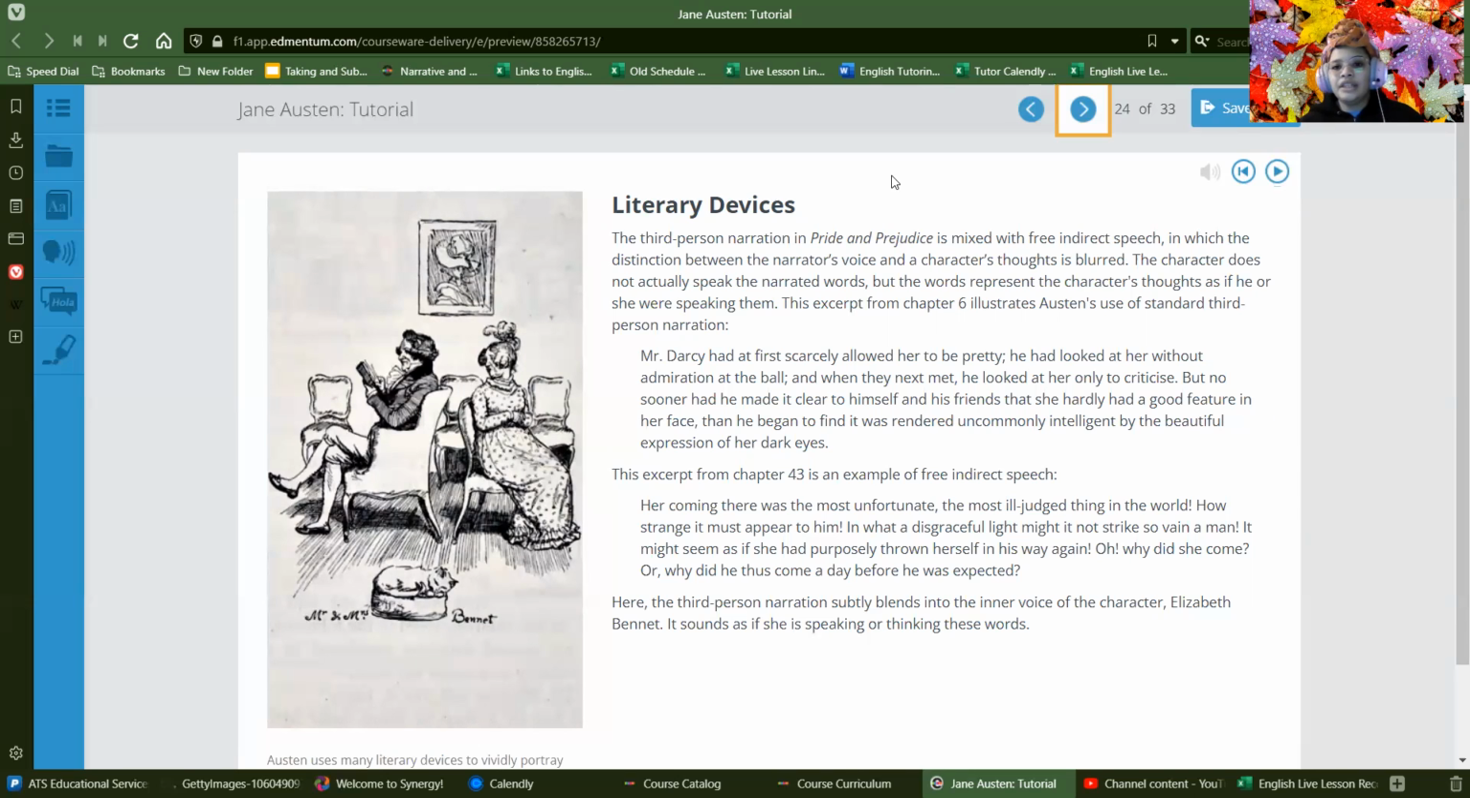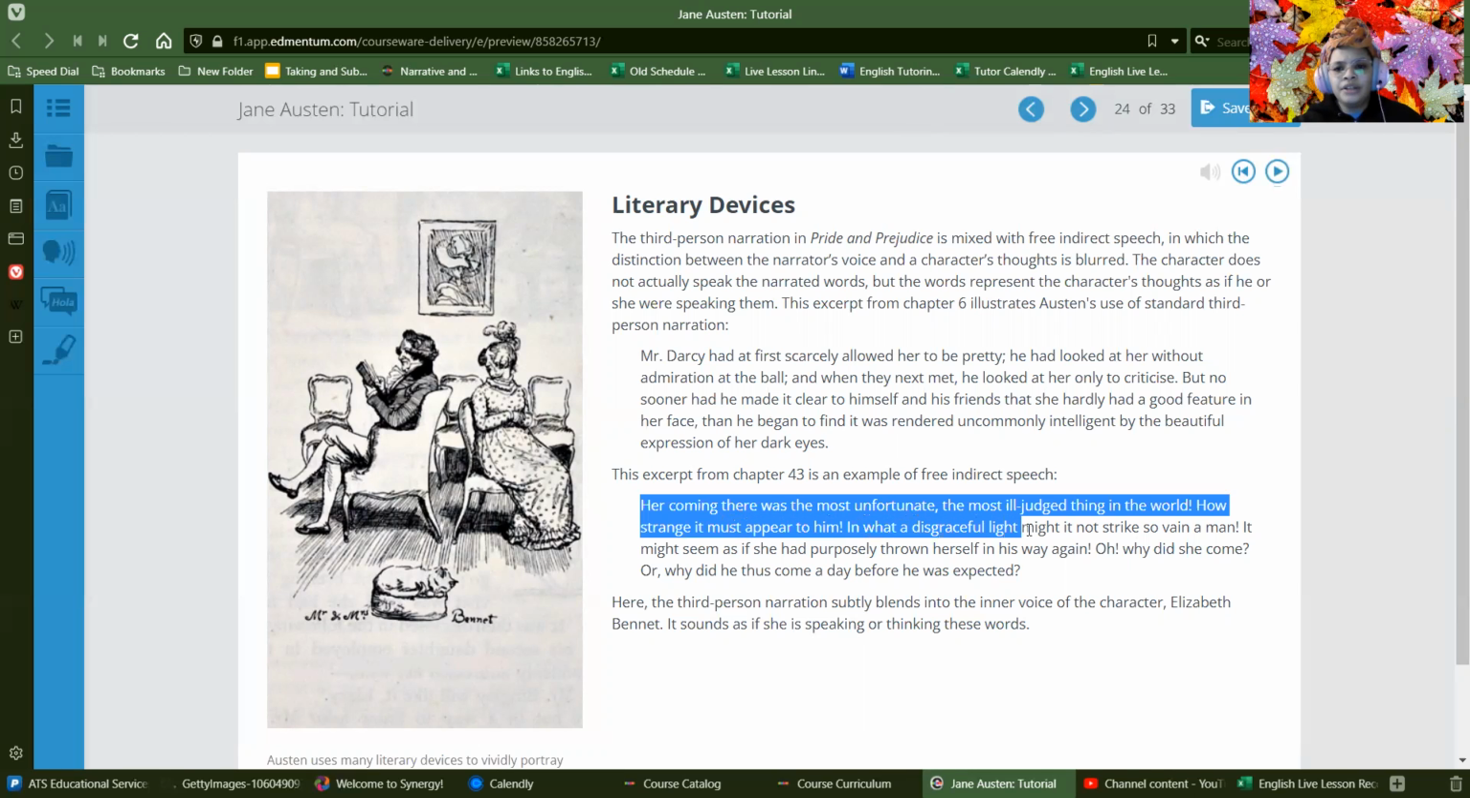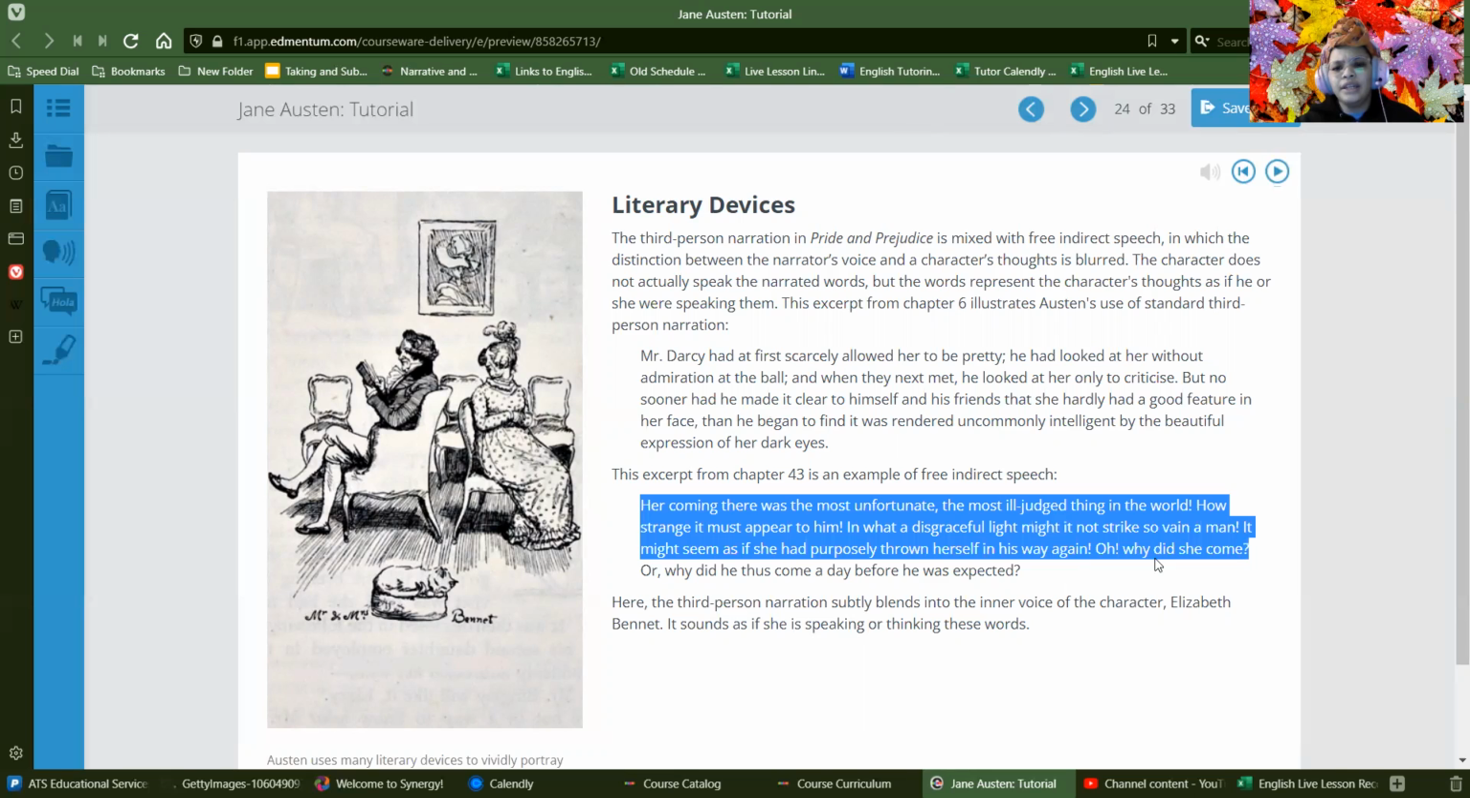So they give you an example of this. The free indirect speech is at the bottom. We have, her coming there was a most unfortunate, the most ill-judged thing in the world. How strange it must appear to him, and what a disgraceful light might it not strike so vain a man. It might seem as if she had purposefully thrown herself this way again. Oh, why did she come? Or why did he thus come a day before he was expected?